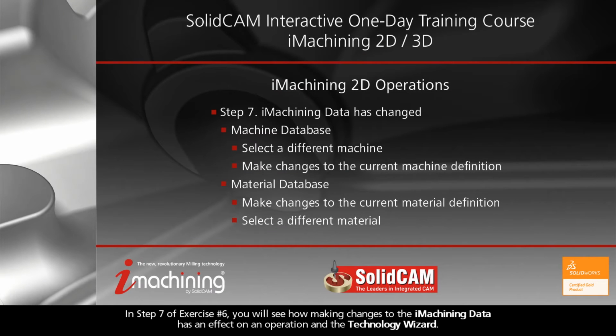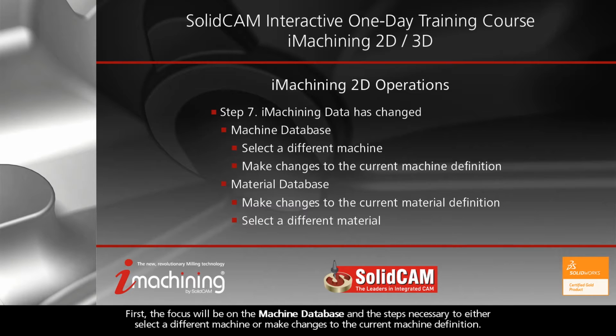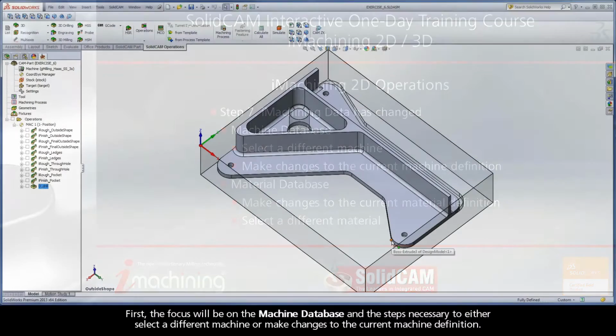In step 7 of exercise number 6, you will see how making changes to the iMachining data has an effect on an operation and the technology wizard. First, the focus will be on the machine database and the steps necessary to either select a different machine or make changes to the current machine definition.